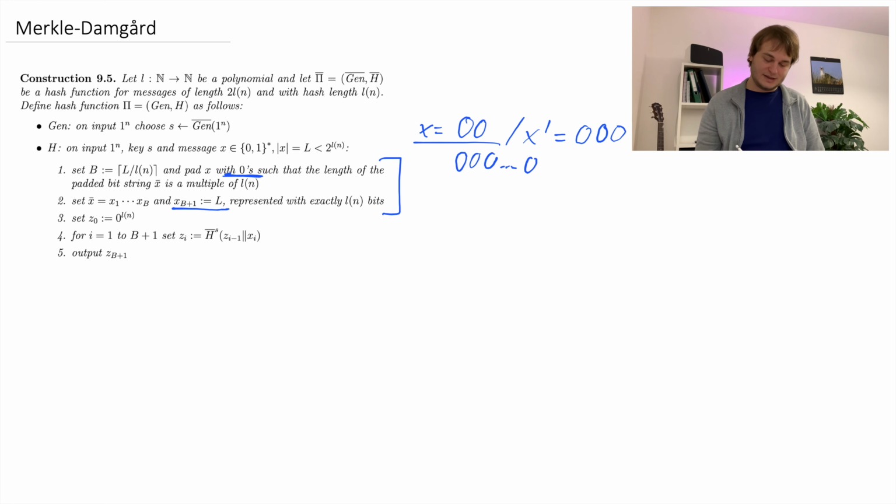So to alleviate this, we add one more block, and in this block we just write how many bits the original string had. Then essentially we know how many bits we would have to, like in our minds, remove in order to get the unpadded string, and then this ambiguity is not there anymore. So that's what's happening in the first two steps, and then in the other steps we do this hash chain.